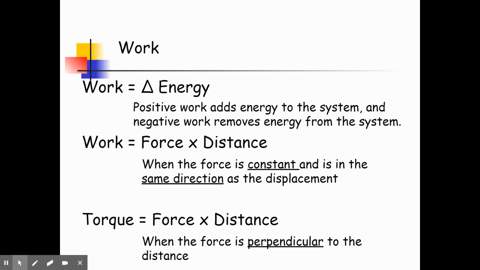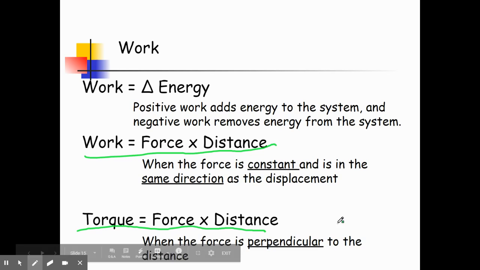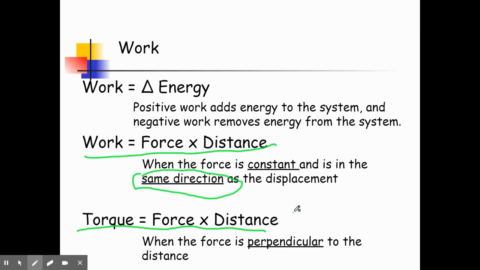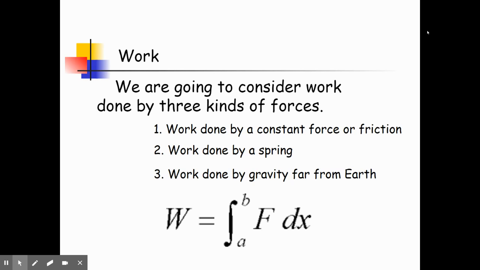I want to make this point here, though, that work is equal to force times distance and torque is equal to force times distance, because students oftentimes get this very confused. Here, for work, the force and distance are in the same direction, or they're parallel to each other. And when we're talking about force and causing something to rotate, your force and distance are perpendicular to each other. So just be careful about that. We're going to talk about three kinds of forces. We're going to look at work done by a constant force or friction, work done by a spring, and work done by gravity on an object far from Earth.